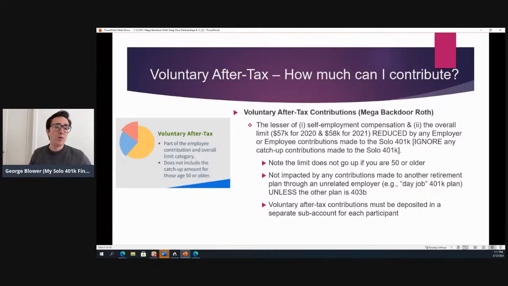So the last bullet here, we talked about the first two, but the last bullet is that the voluntary after-tax contributions, like the Roth, need to go into a separate sub account. So that's where you'd end up with potentially 3 accounts for each participant. One could be a pre-tax account, a second is a Roth account, and then a third is an after-tax account.